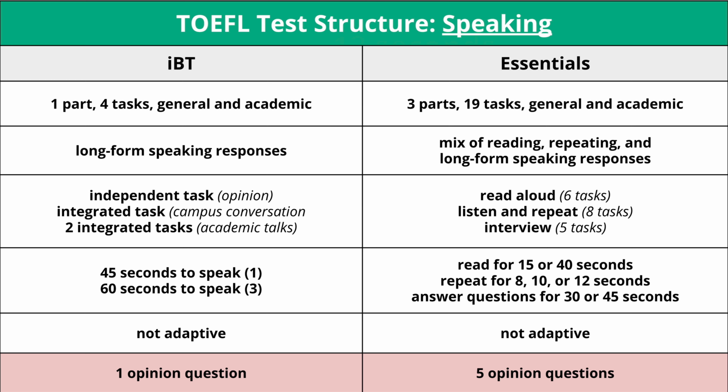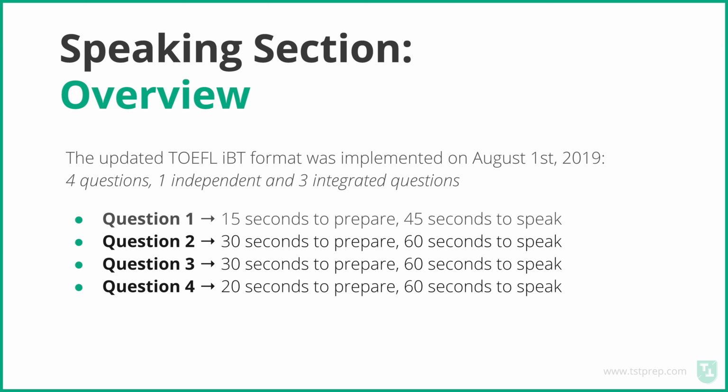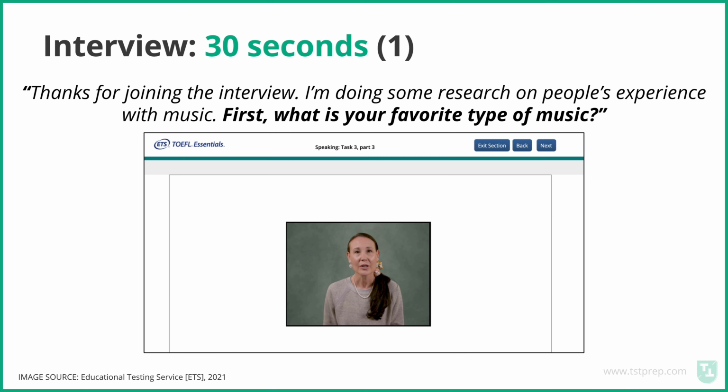Which test is easier? Well, one thing that's a little tricky about this Essentials test is that there are 5 opinion questions. On the IBT, there's just 1. What do I mean? In the IBT, you have question 1, which gives you 15 seconds to prepare and 45 seconds to speak about your opinion. Questions 2, 3, and 4, you're reporting information from the reading passage or the listening passage.